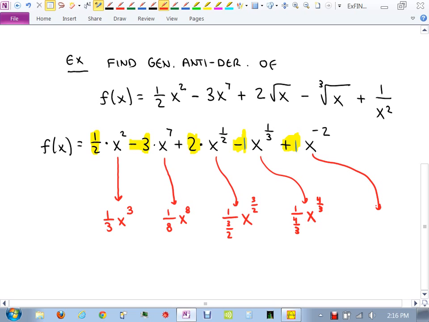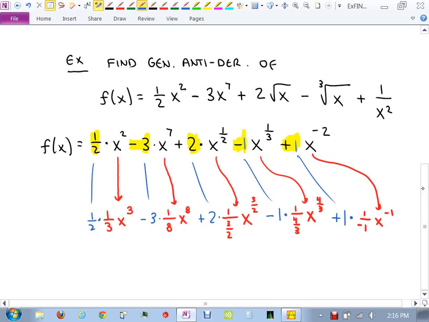What's -2 plus 1? -1. So we get 1 over -1 x to the -1. Now I'm just going to throw all the numbers in front of these. 1/2, and then I have -3, then I have +2, then I had -1, and then +1. Now, you get to a point eventually where you can just do all this in your head because you've done it so many times, all right? But just starting out, I'm trying to show as much detail as possible.